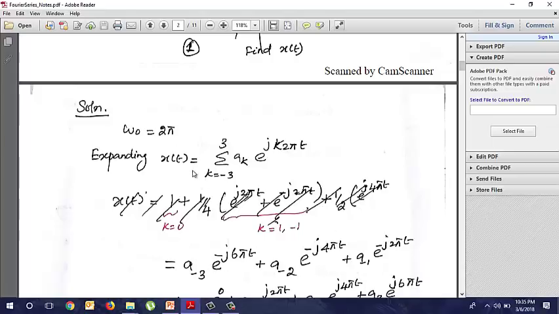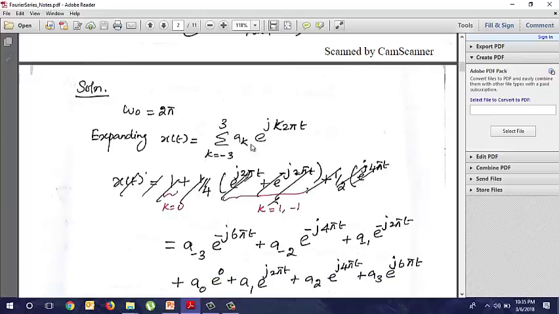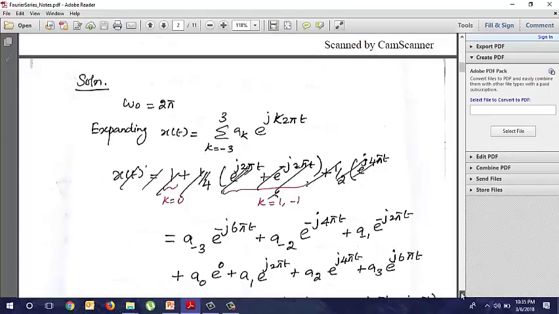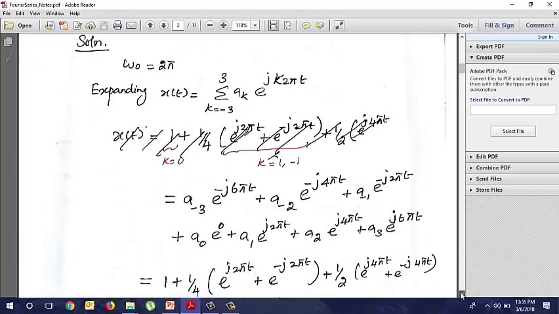Now it is given omega naught is equal to 2 pi. Just expanding this from the given expression, k is equal to minus 3, so a of minus 3 and e power j k, k is minus 3, so it will become minus 6 pi into t. Similarly we have expanded all the terms and you are having 7 terms.